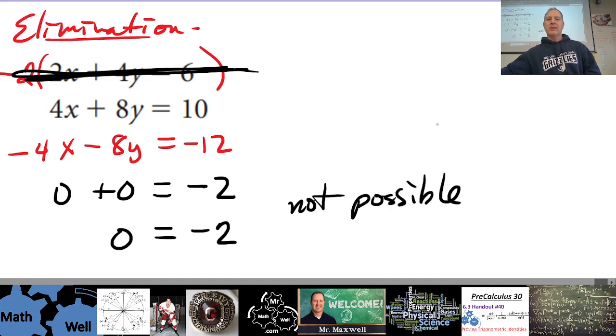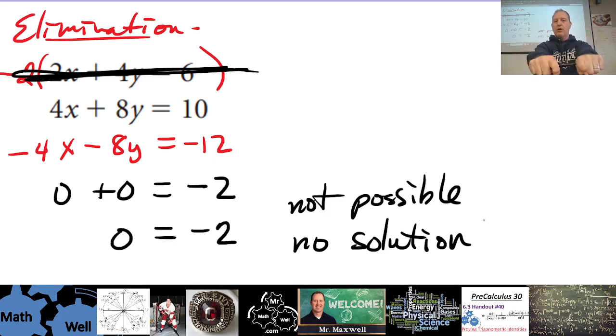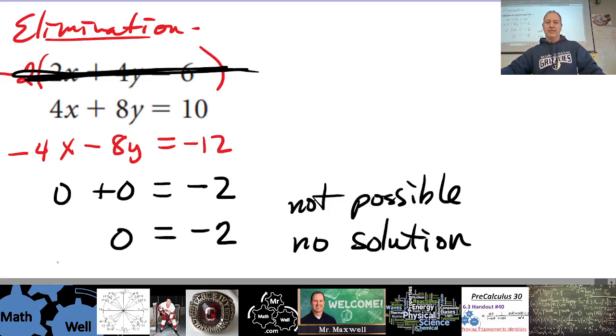So if you get something like this, if that's not possible, then there are no solutions, because the math is telling you, hey, we have a problem here. This method is supposed to work if there's a solution. So this method does not work when it looks like this. If you have one number equaling another number, then that can't happen. There's no solution.